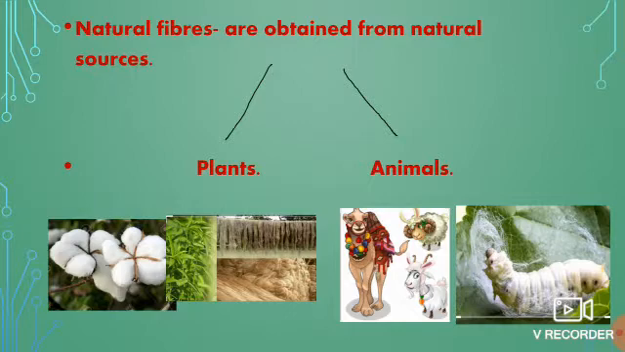Now, plants give us natural fibers like jute and cotton, as you can see in the picture. And animals like sheep, goat, and camels are used for their fur. Now, we get fibers from one of the insects also, that is silkworms. They produce one of the most valuable fibers, that is silk.